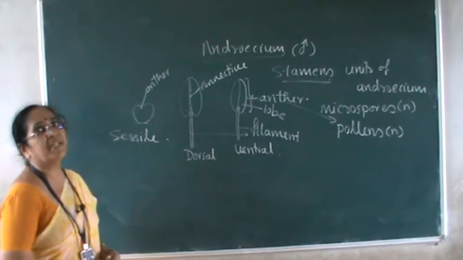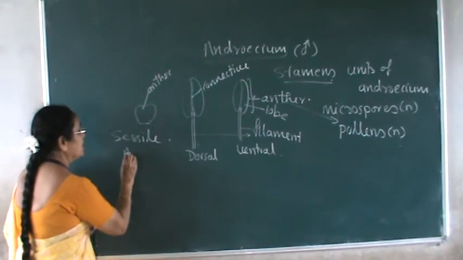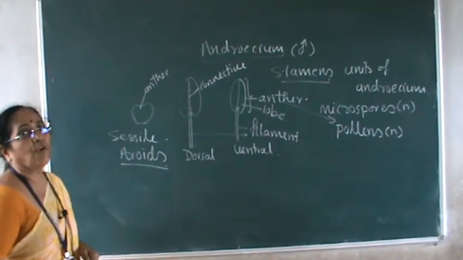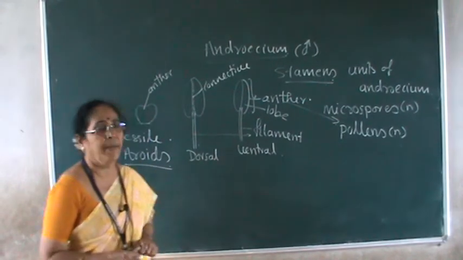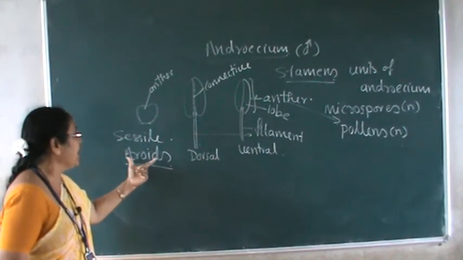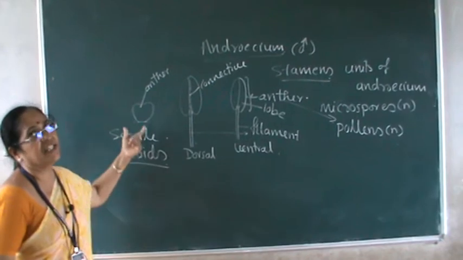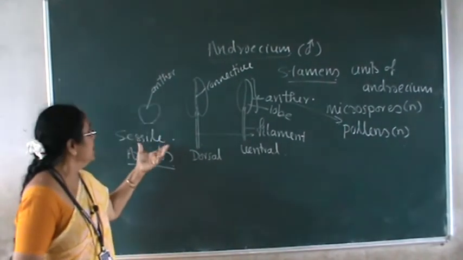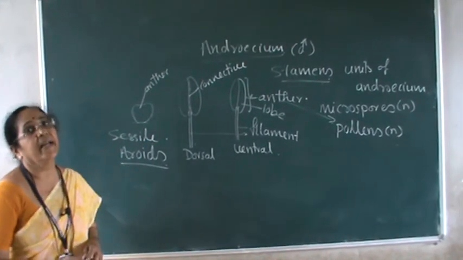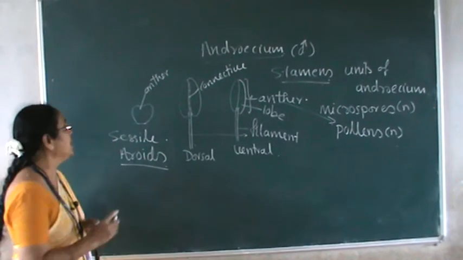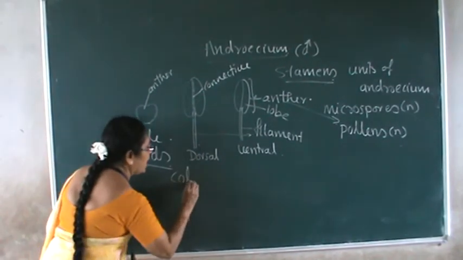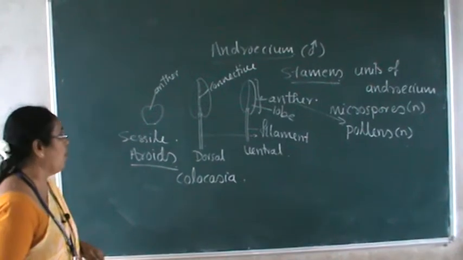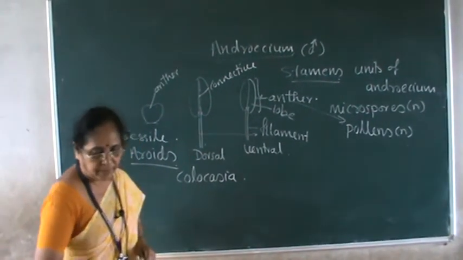This kind of stamens are found in Araceae members, aroids. Okay, all these Colocasia, Anthuriums, they belong to aroids. And in this case, the stamens are sessile, the stamens are not characterized by the presence of the filament. That is the speciality of all these Araceae family members, all these Colocasia. To remember a specific example, you can write Colocasia. Colocasia is an example for the sessile kind of anther. Okay.